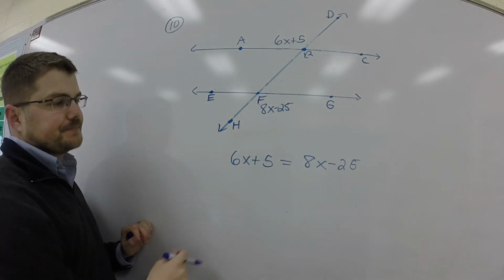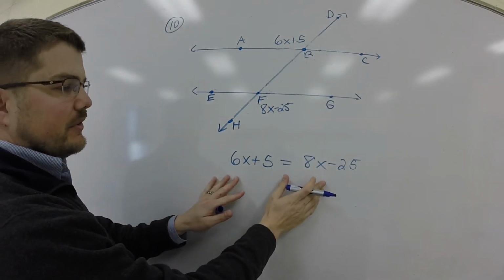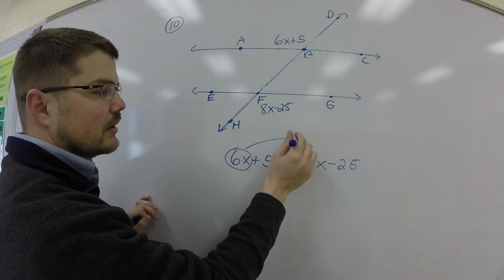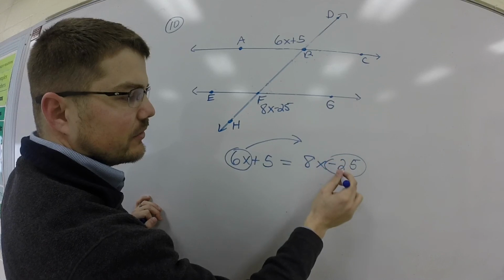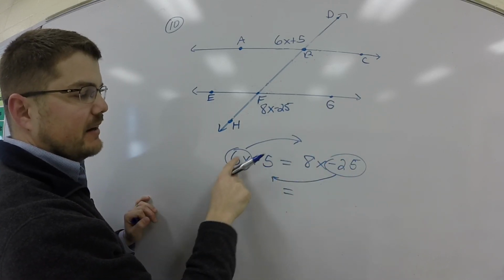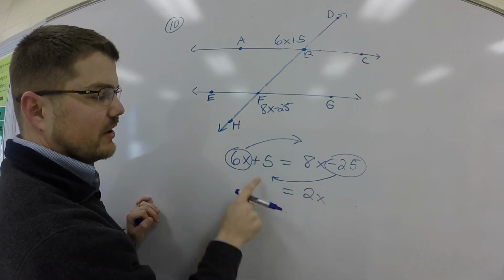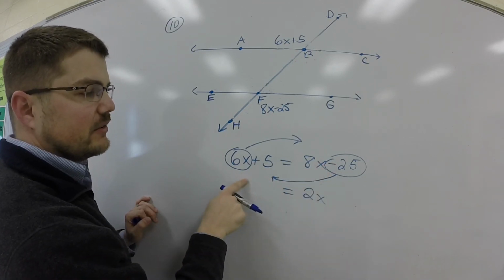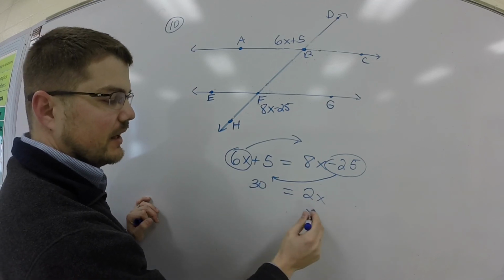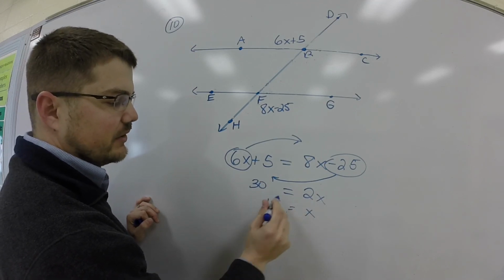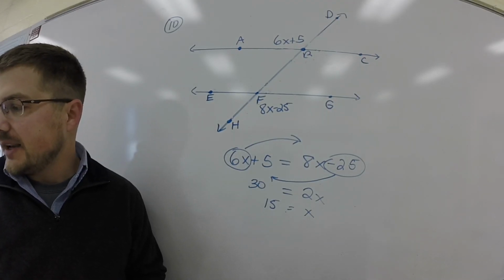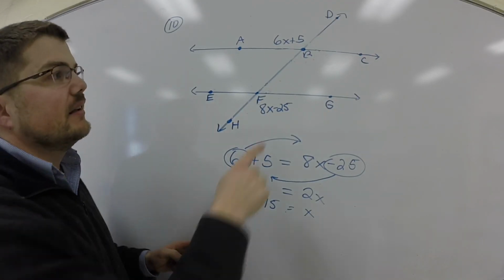Okay. Let's get our x terms to one side. Let's chunk the smaller one over. And we'll chunk this negative 25 over. So we'll have 8x minus 6x gives me 2x, and we'll have a positive 5 plus 25 gives me 30. Divide by 2, x equals 15. What does the question want to know? The question wants to know what is the measure of angle FBC?